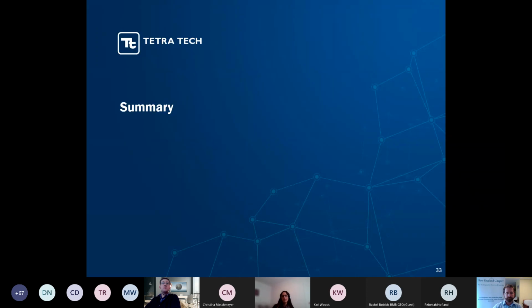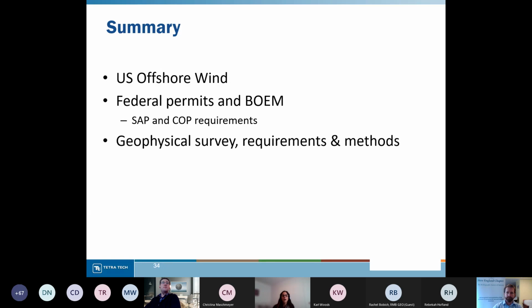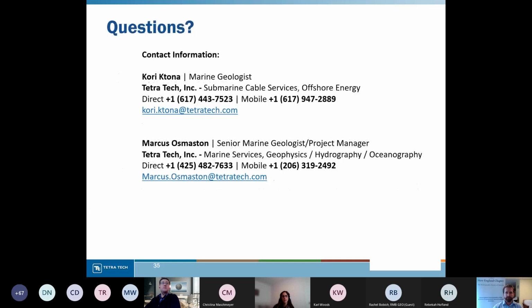Then quickly to summarize, today we talked about an overview of the U.S. offshore wind industry as well as the federal permits required to develop an offshore wind farm, a summary of the geophysical survey requirements, and then provided a little detail on the MSIR and the MARA and how those relate to the geophysical survey. And now we have some time for questions.